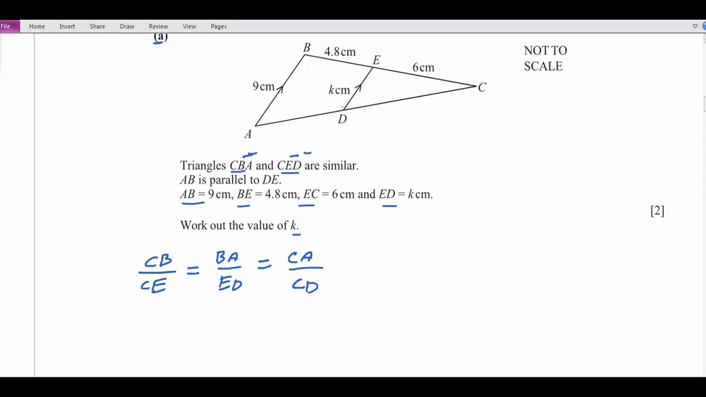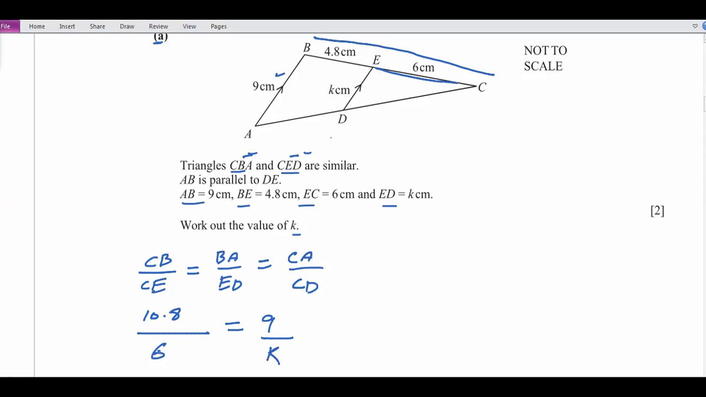Now put in the known values and we will be able to find the unknown values. For example, CB. What is CB? CB is this one, starting from here till this one. This is 6 plus 4.8, total will be 10.8. It means this is 10.8, over CE. This is CE, starting from here till this one. That is 6. Equal to BA. BA is this one, 9, over ED. ED is K.